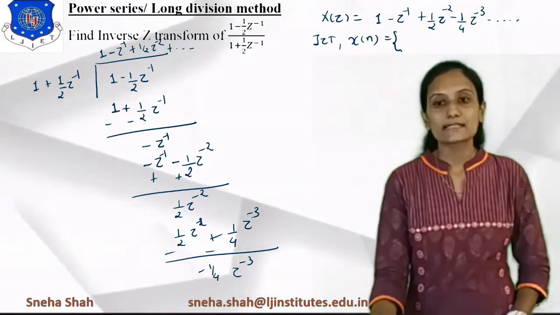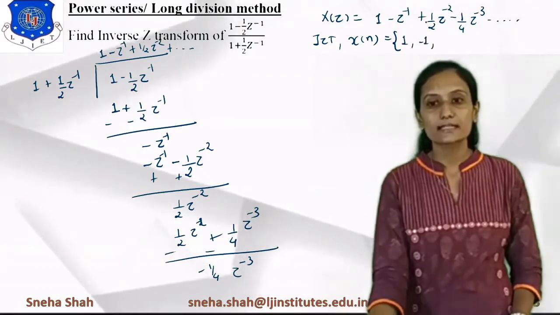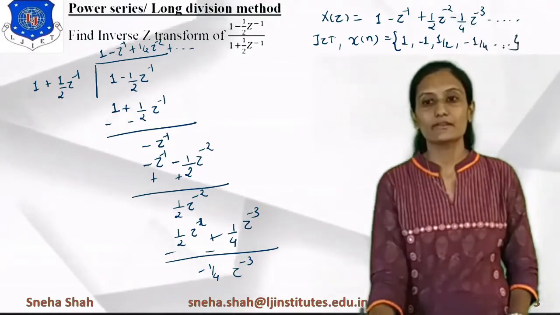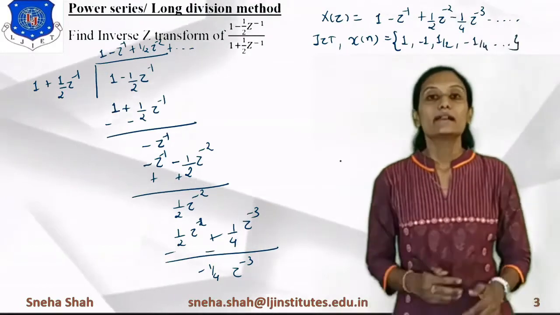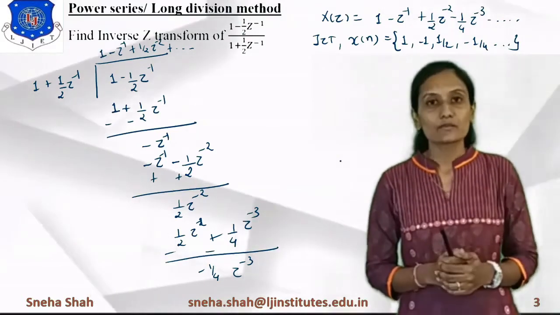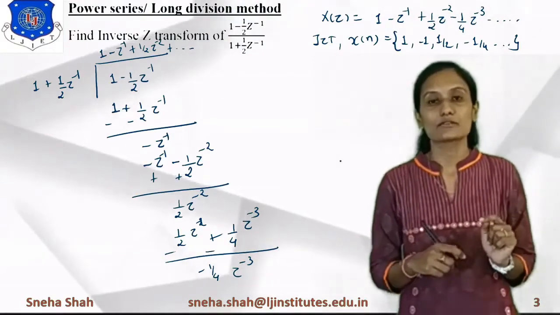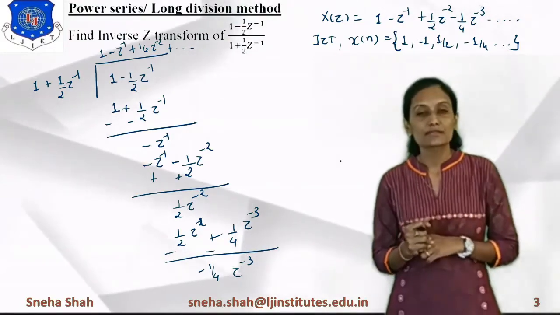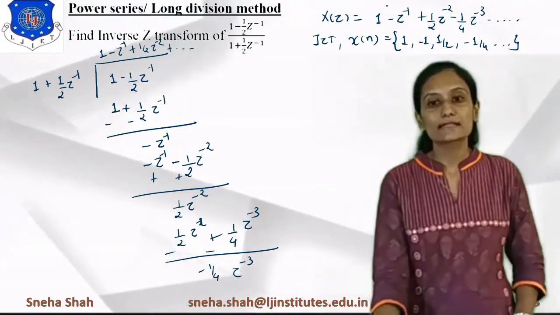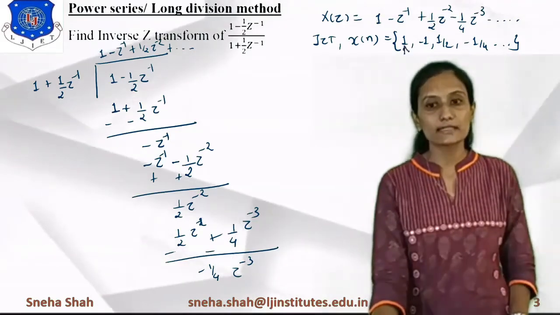So which are the constants? The first one is 1, then the next one is minus 1, then the next one is 1 by 2, then the next one is minus 1 by 4, up to infinity. Right. Now where is the location of the arrow? The arrow will be located at n equals 0. So we will apply the arrow below n equals 0. And if we are taking n equals 0, then there is not a single term of z. So without z, the term will be 1, right? So below this one, I am putting the arrow.